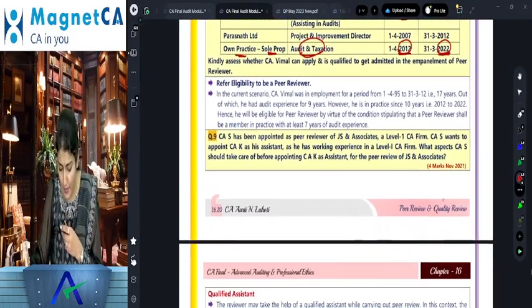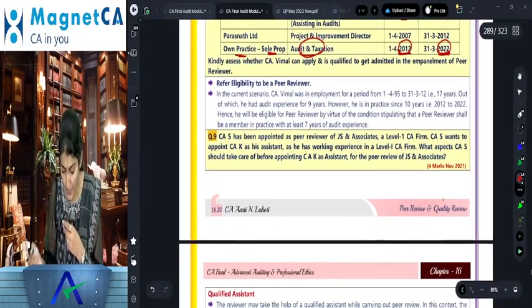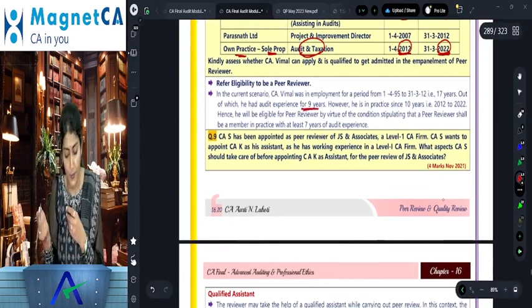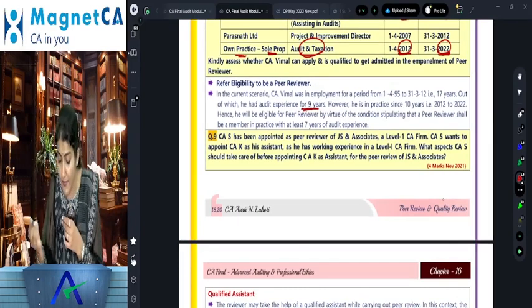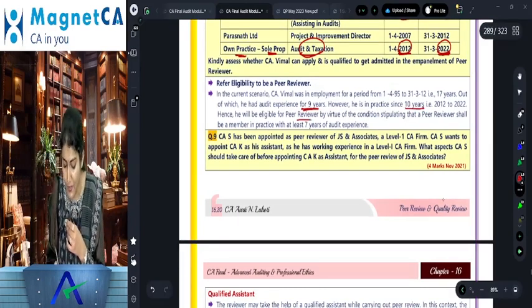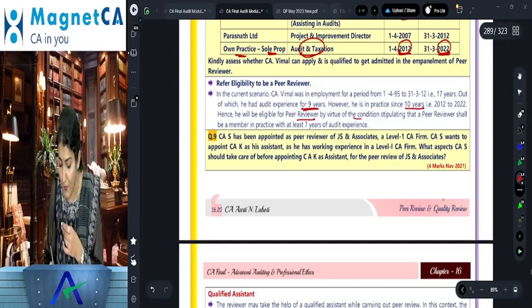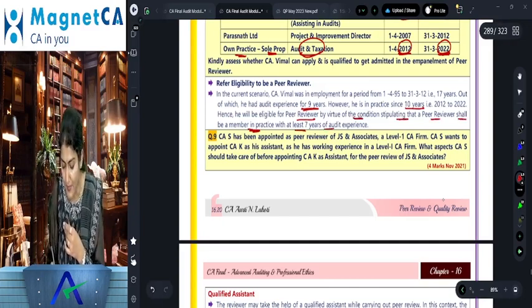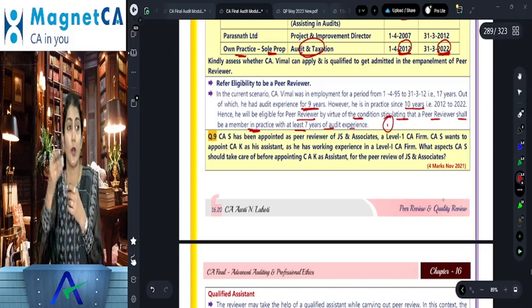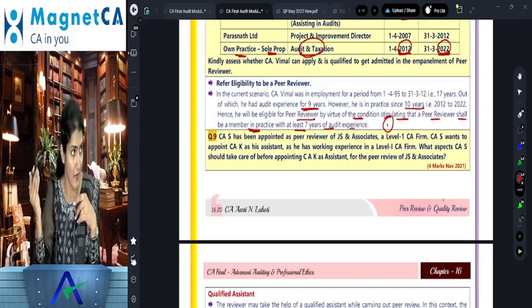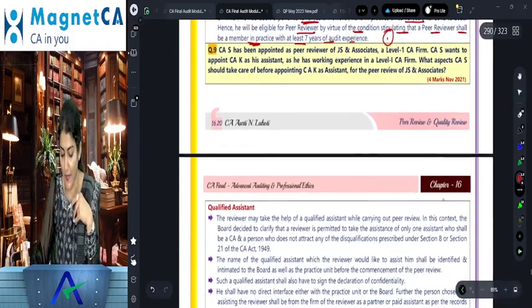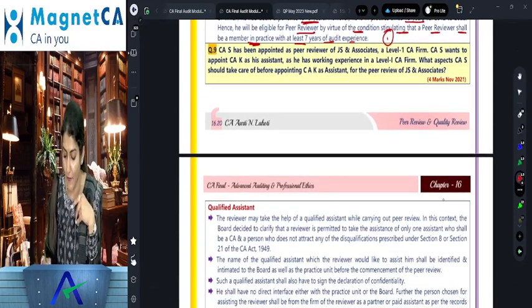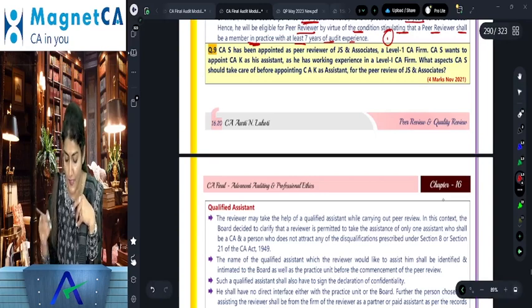In the current scenario, CA Vimal was in employment, and then he has audit experience for 9 years, from 2012 to 2022. He is in practice for the last 10 years. He is eligible as a peer reviewer by virtue of the condition stipulating that a peer reviewer shall be a member in practice with at least 7 years of assurance practice experience. Do you understand that? He already has the 7 years of assurance practice experience.